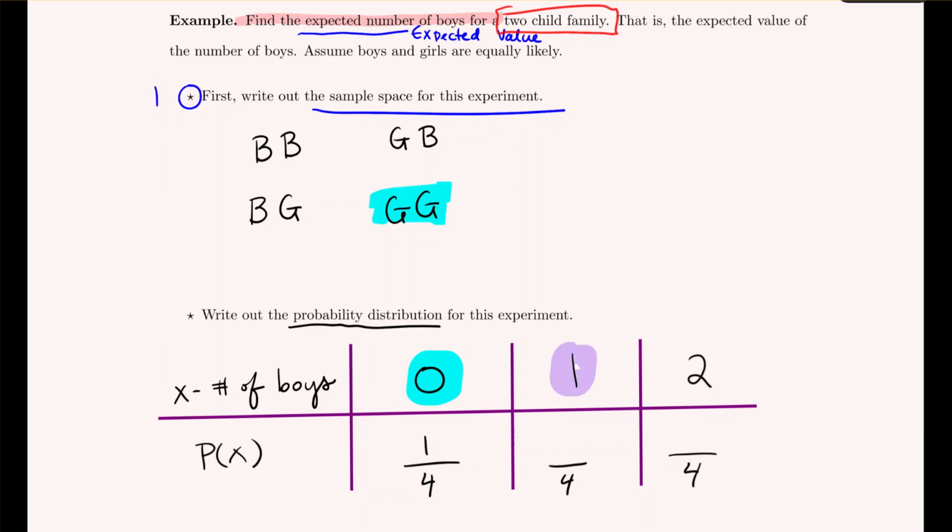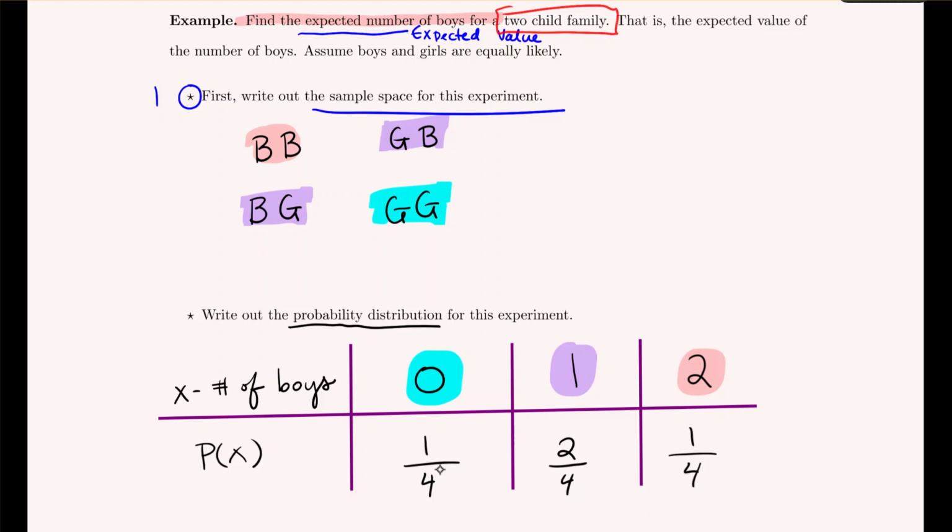How many outcomes have 1 boy? Well, that could be the boy-girl or the girl-boy. So there's 2 outcomes with 1 boy. And then finally, how many outcomes have 2 boys? Only 1, the boy-boy outcome.